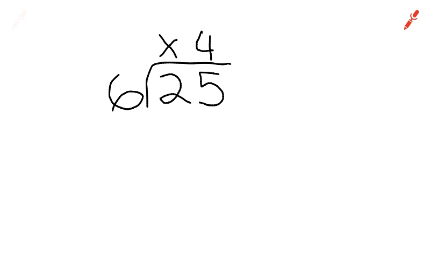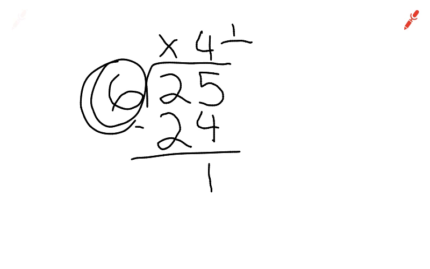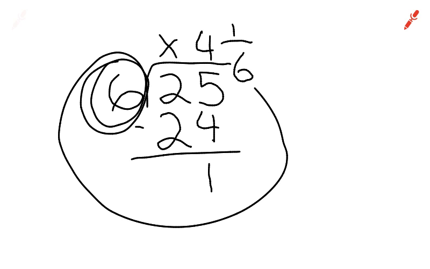25 divided by 6. 6 does not go into 2. 6 does go into 25 4 times. 6 times 4 is 24. I subtract, and guess what? Again, would you believe it? Again, we get 1. That 1 will go on top. It will be our numerator in our answer. And the 6 over here will go on the bottom. It is our denominator of the answer. Encircle your answer. 4 and 1/6.